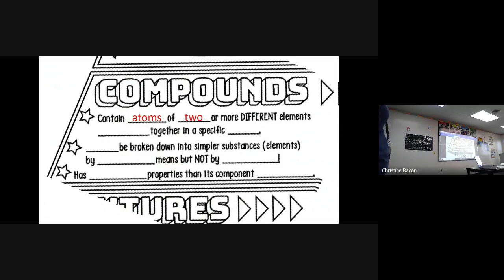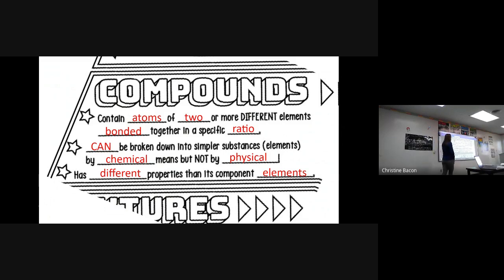All right, compounds contain atoms of two or more different elements bonded together in a specific ratio. So I want you to think of water here. They can be broken down into simpler substances, elements, by chemical means, but not by physical means. And they have different properties than their component elements. So let's think about water here. We have two different elements in here, hydrogen and oxygen, and they are bonded together in a specific ratio. So for every 2 hydrogen, we have 1 oxygen. That's our ratio every time, no matter what quantity of water we have.